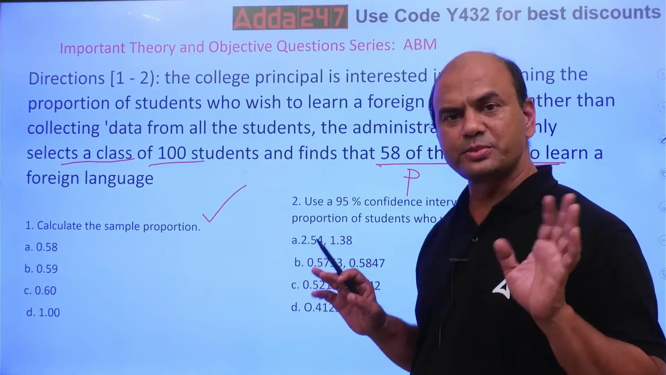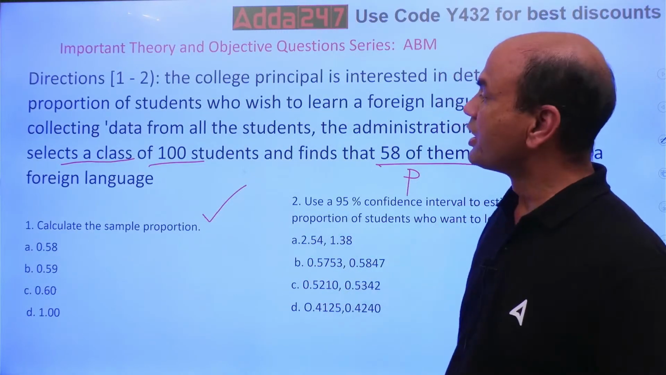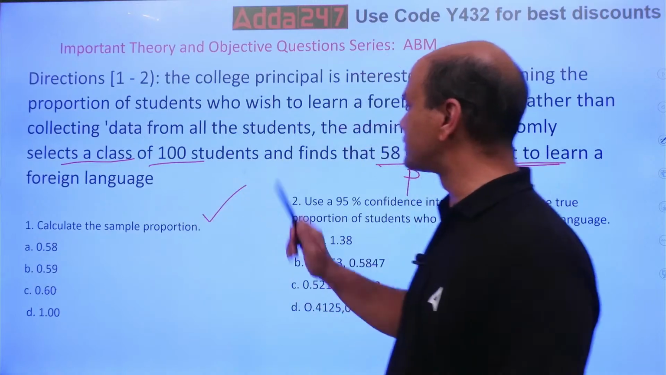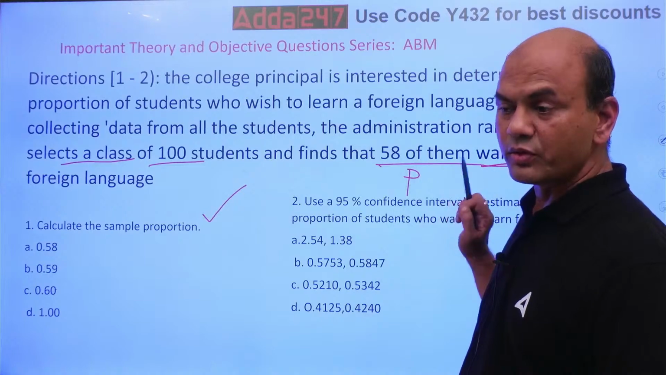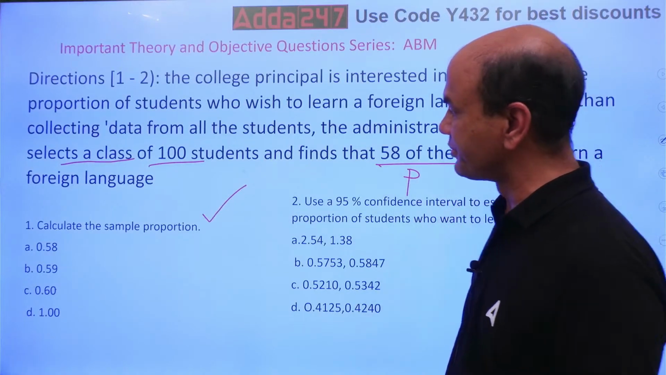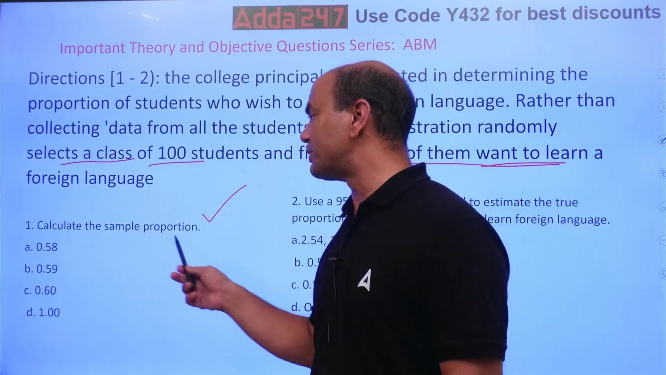There are only two results possible. Over here, select the class of 100 students and 58 of them want to learn the foreign language. So, P. P is want to learn. Now look at the questions. The questions are calculate the sample proportion.